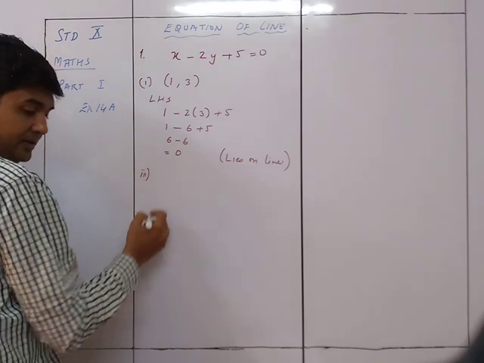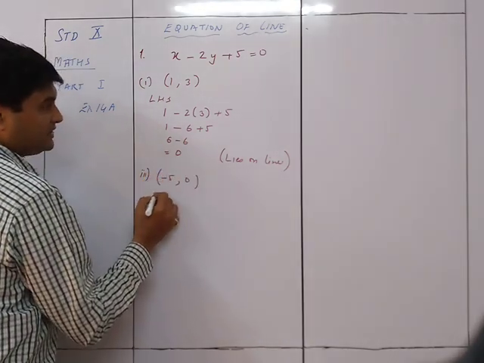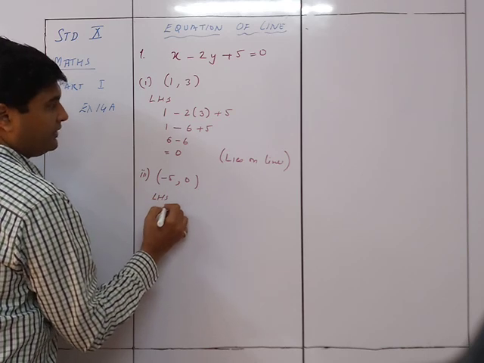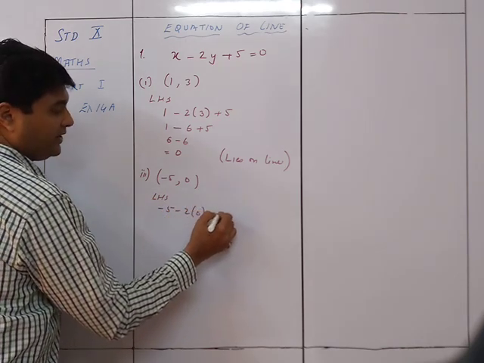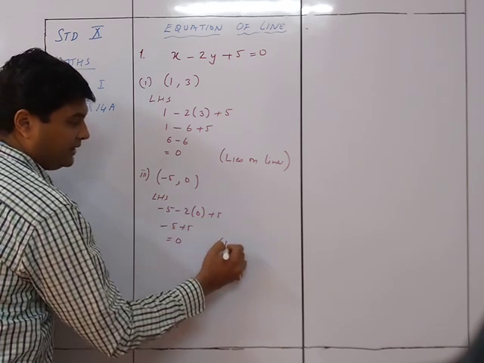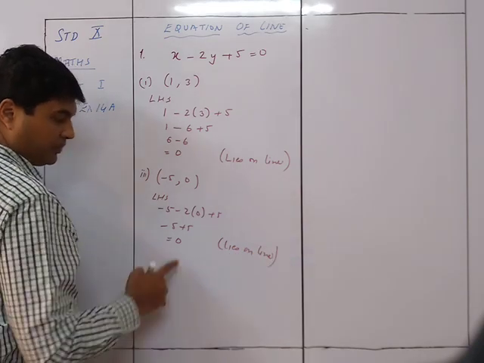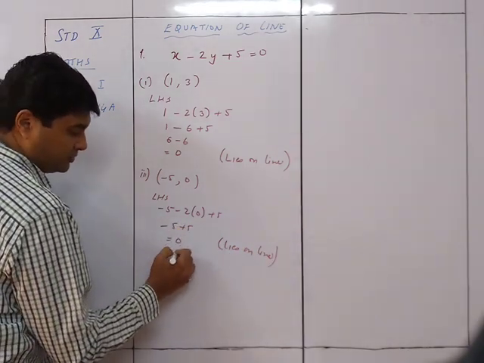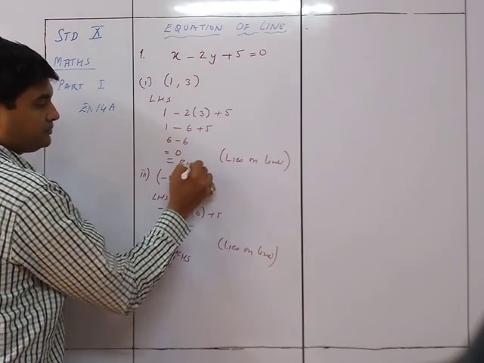We take the third one, which is (minus 5, 0). Again, LHS is minus 5 minus 2 into 0 plus 5, that is minus 5 plus 5, which is equal to 0. Again it lies on the line, because LHS is equal to RHS.